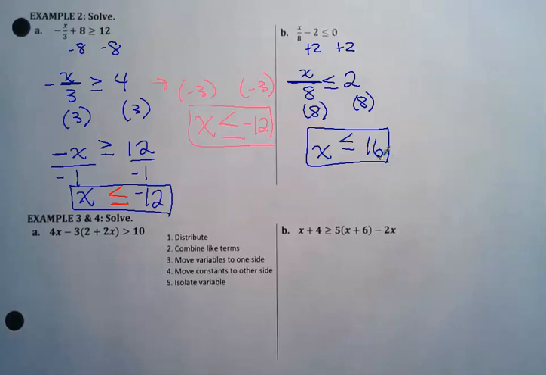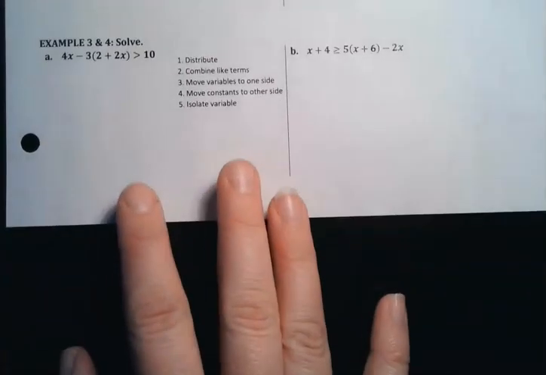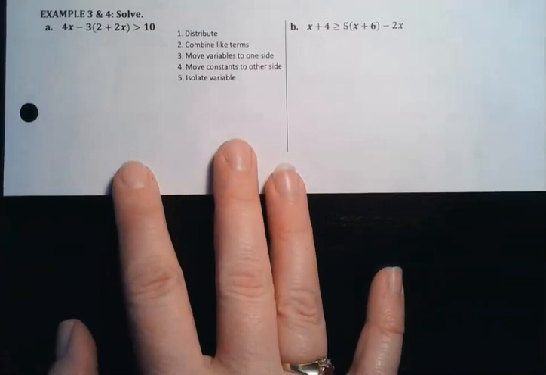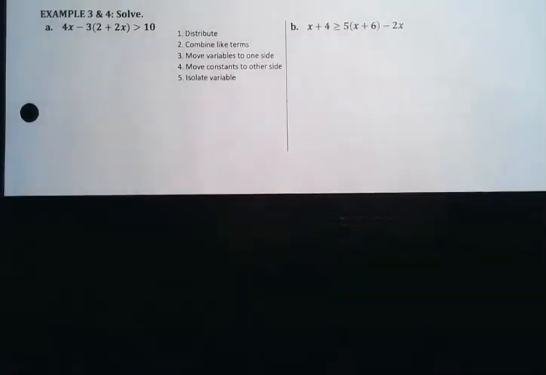Questions about those? Are you ready for A? Well, actually, number 3. All right, so this one, 3 and 4. We're going to add in some distributing there, some combining like terms. Again, the only thing that's changing is the inequality. Everything else is the same.